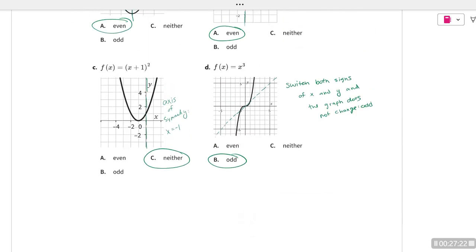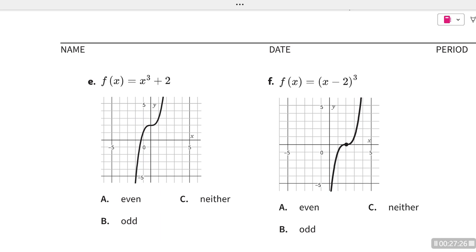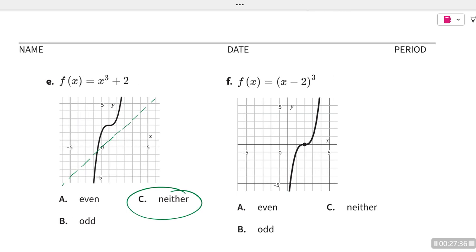E. Did we miss one? No, that was D. Okay, so E. Here's our line of symmetry, and I can see it's definitely not reflective over that line. So this one is neither. It's not even or odd. And here again, it is not reflective over that line, so we have a neither for F.